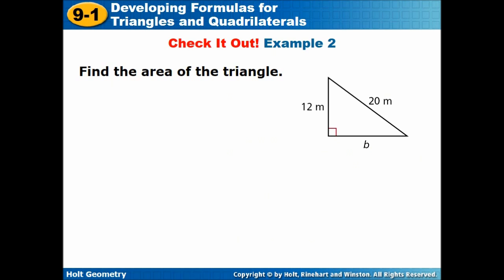Okay, your turn again. I want you to find the area of the triangle to the right. So you're going to use the area formula, use the appropriate example that we showed you before, and please solve this in your notes. And then when you are done, please move on to the next slide.